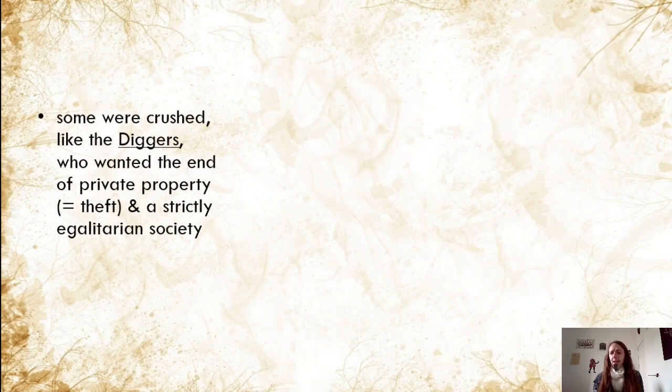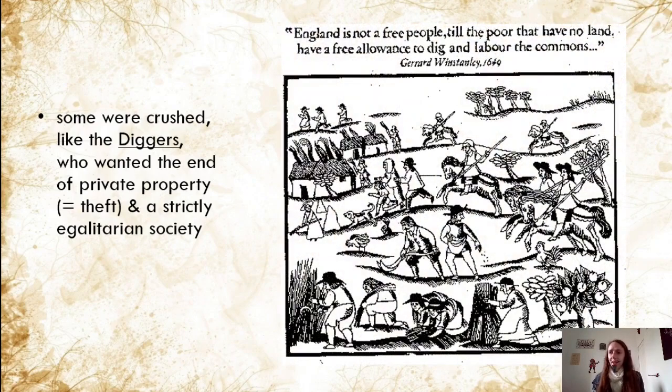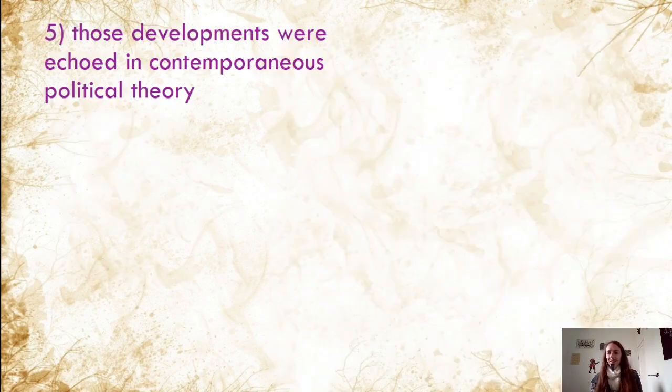Some were crushed, like the Diggers, who wanted to end private property. Private property was seen as theft, and the Diggers promoted a strictly egalitarian society. Others, like the Quakers, survived, and they still exist to this day.